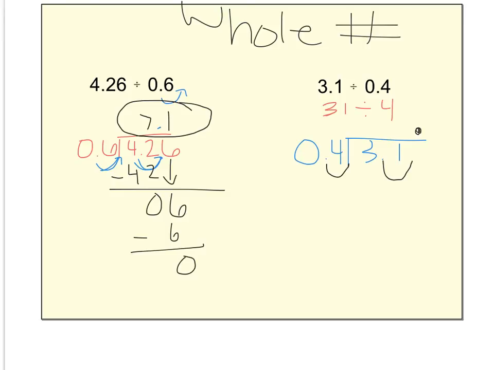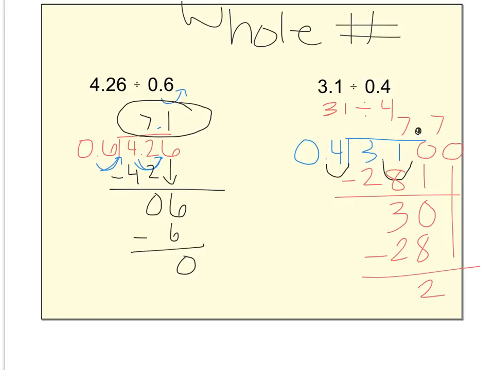Okay, so we're going to say 4 goes into 3 0 times. 4 goes into 31 7 times. 7 times 4 is 28. Subtract. 31 minus 28 is 3. Fill in a 0 and bring it down. 4 goes into 30 7 times for 28. Bring down the 2. Bring in the 0. 4 goes into 20 5 times exactly. Remainder of 0. Our quotient is 7 75/100ths.